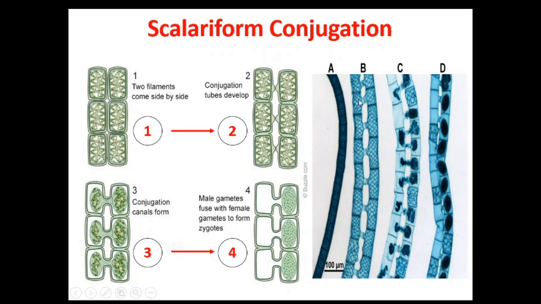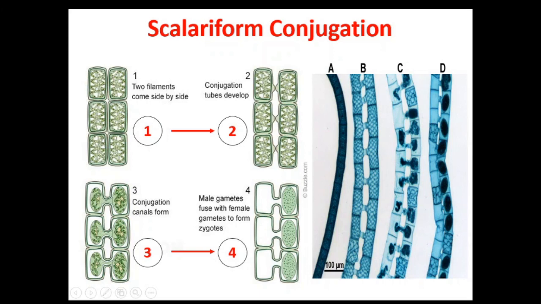In this image you can see the two filaments lie side by side throughout their length. After the filaments lie side by side, they get glued into a common mucilage sheath. The common mucilage sheath around these two filaments prevents their separation until the process is completed. Now the next step in scalariform conjugation is, after the filaments have aligned side by side, the individual cells in the filaments start sending protuberances towards one another.